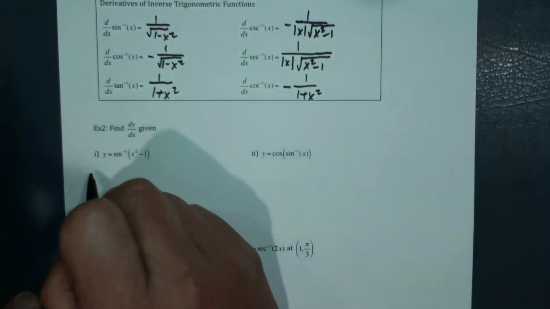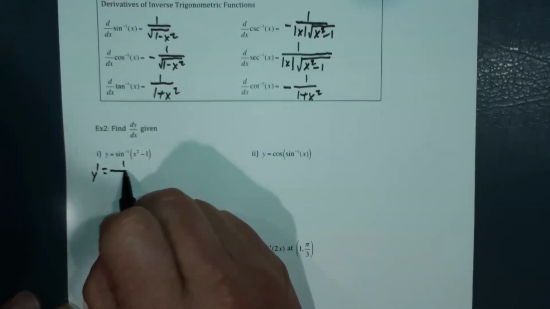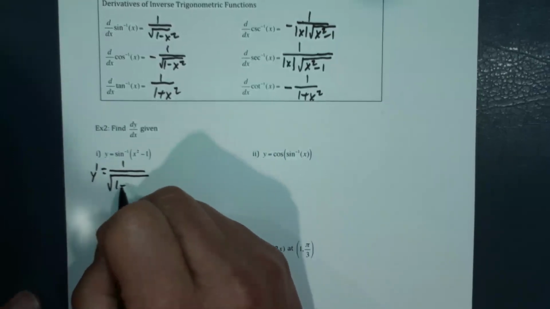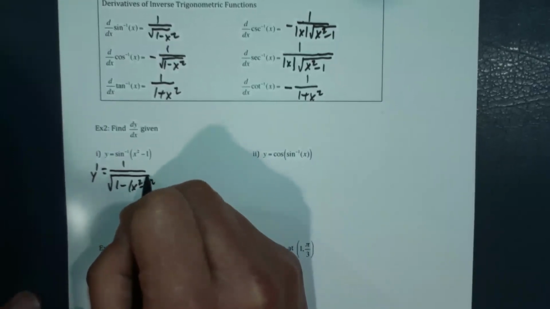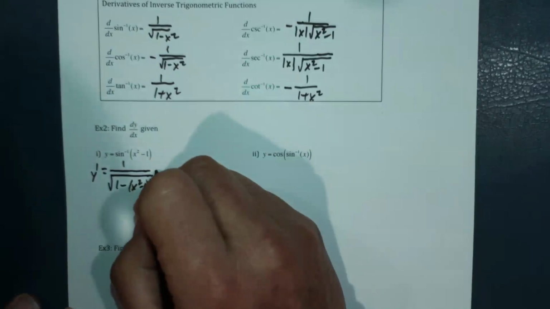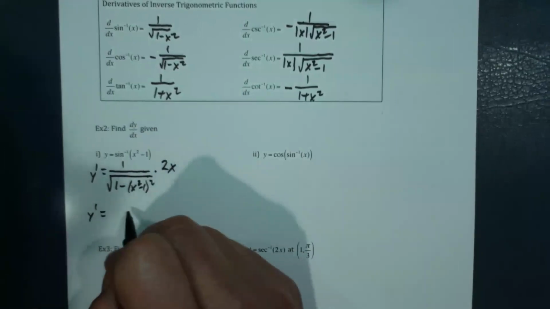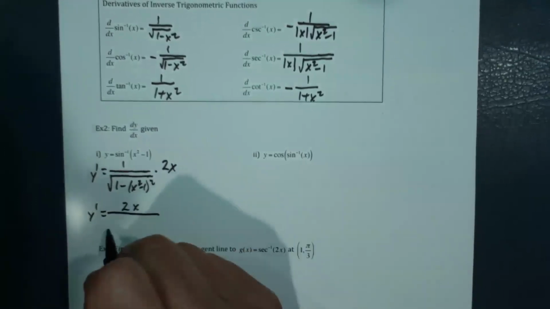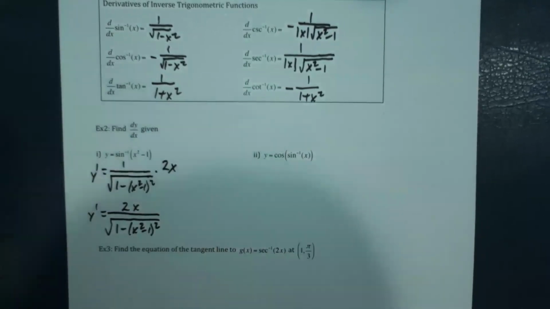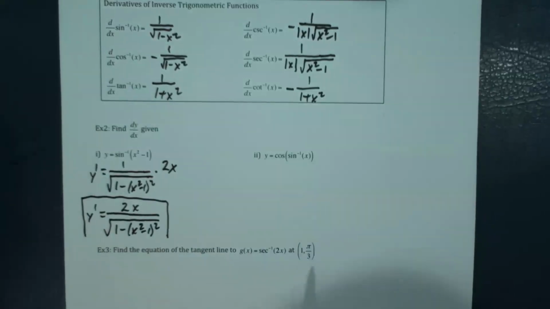Okay, so y prime is going to be 1 over the square root of 1 minus x squared minus 1 squared, times the derivative of the inside, 2x. So overall, we're there. And I'm just going to stop there. I'm sure you could simplify it if you want. You could FOIL that out and see what you get.